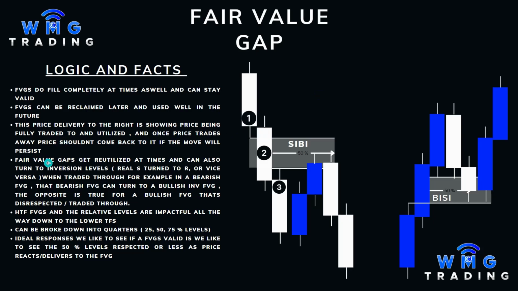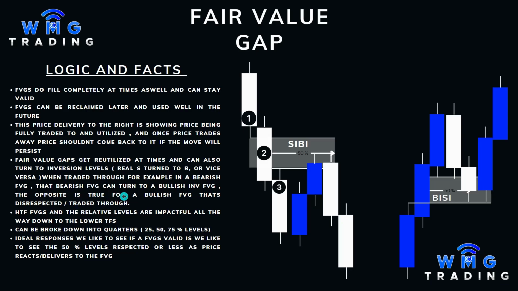Fair value gaps get reutilized at times and can also turn into inversion levels, which we'll discuss in a little bit. That's basically the idea, like the real idea of support turned resistance, or vice versa, resistance to support. When traded through, for example, in a bearish fair value gap, that bearish fair value gap can turn into a bullish inversion fair value gap. And the opposite is true for a bullish fair value gap that's disrespected and traded through as well.